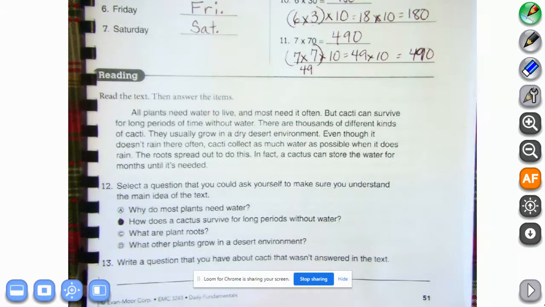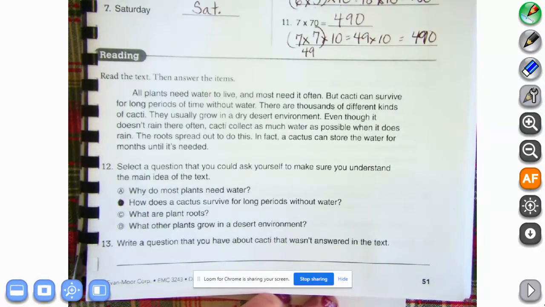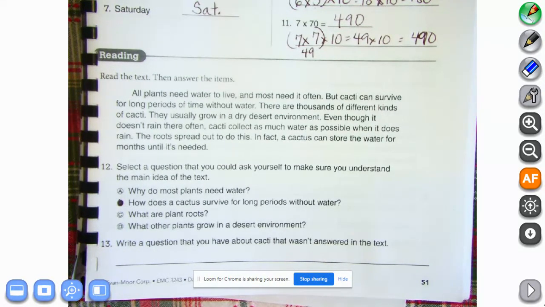It doesn't really talk much about plant roots. It doesn't really talk about other plants. All right, so number 13, write a question that you have about cacti that wasn't answered in the text.